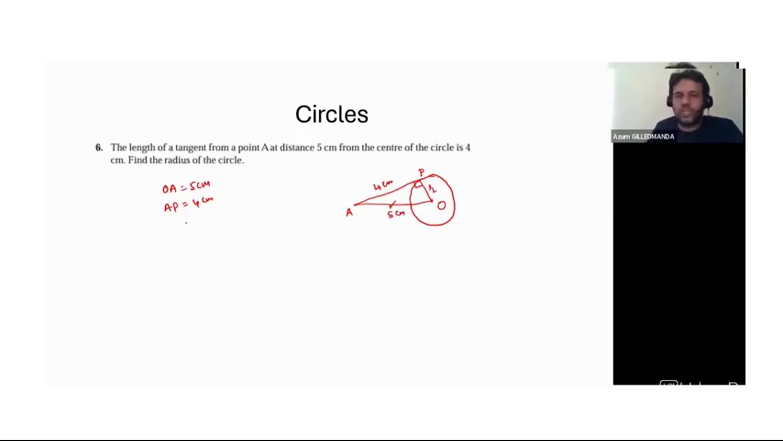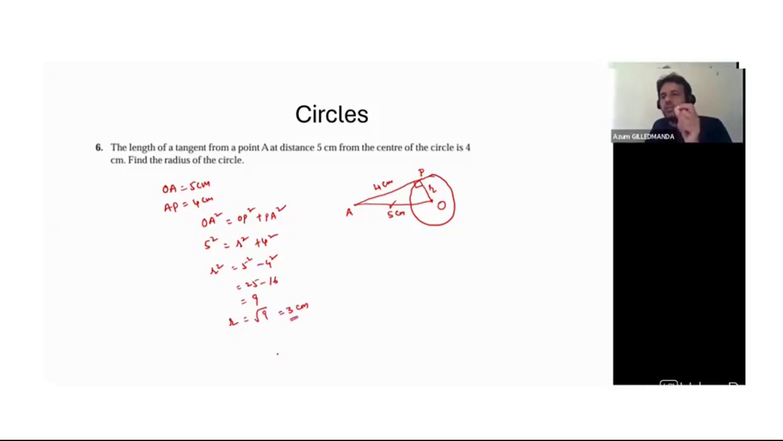Use Pythagoras. From this triangle OAP, what is the hypotenuse? OA square equals OP square plus PA square, right? So 5 square equals OP, which is R, so R square, plus PA, which is 4 square. So R square is 5 square minus 4 square. 5 square is 25 and 4 square is 16, so 9. Can I say R is square root of 9? That is 3 centimeters.